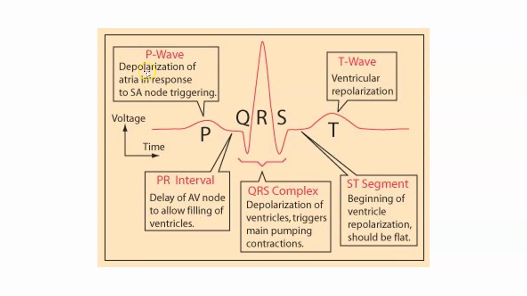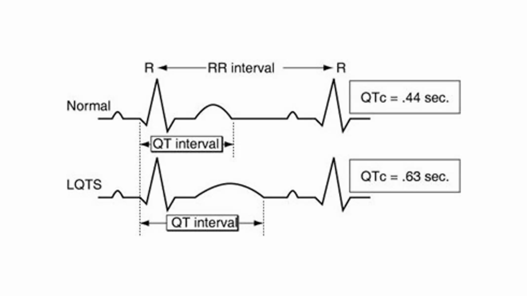And so it's a little blurry here, but the P wave is depolarization of the atria, with a delay at the AV node. The QRS complex is depolarization of the ventricles, which triggers the main pumping contractions. Again, depolarization is basically the flipping of the charge, right? All those ions have rushed in, and the action potential is spreading. Ventricular repolarization is at the T wave. So they're getting recharged, reset to pump again. And sometimes they actually even study on an EKG a QT interval.